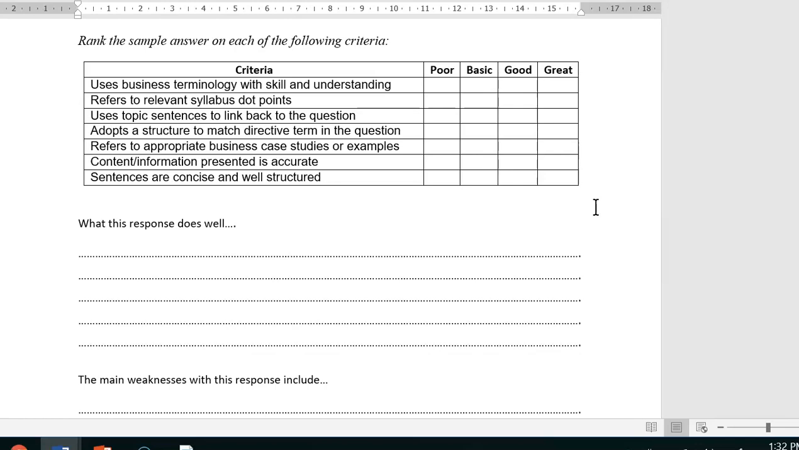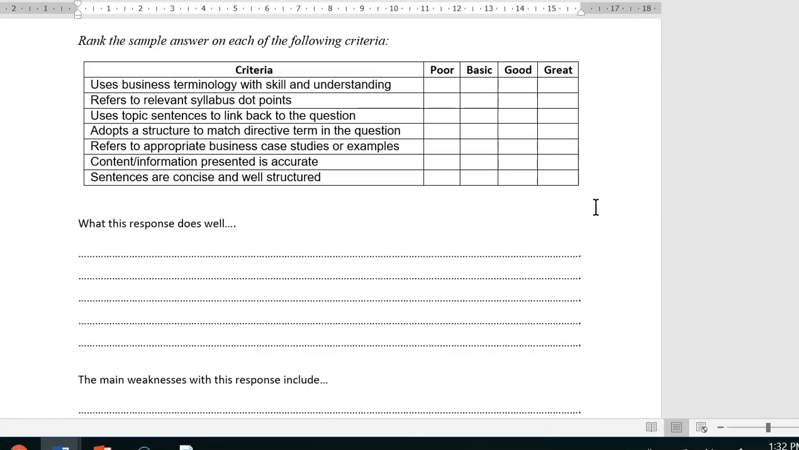Is referring to the relevant syllabus dot points. It's using topic sentences to link back to the question. Adopts a structure to match the directive term in the question. Refers to appropriate business case studies or examples. The content or information presented is accurate and the sentences are concise and well structured.